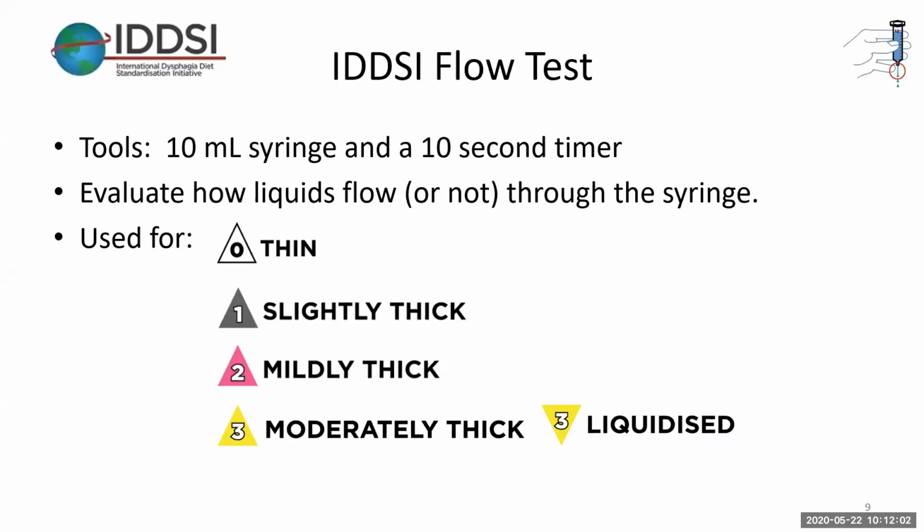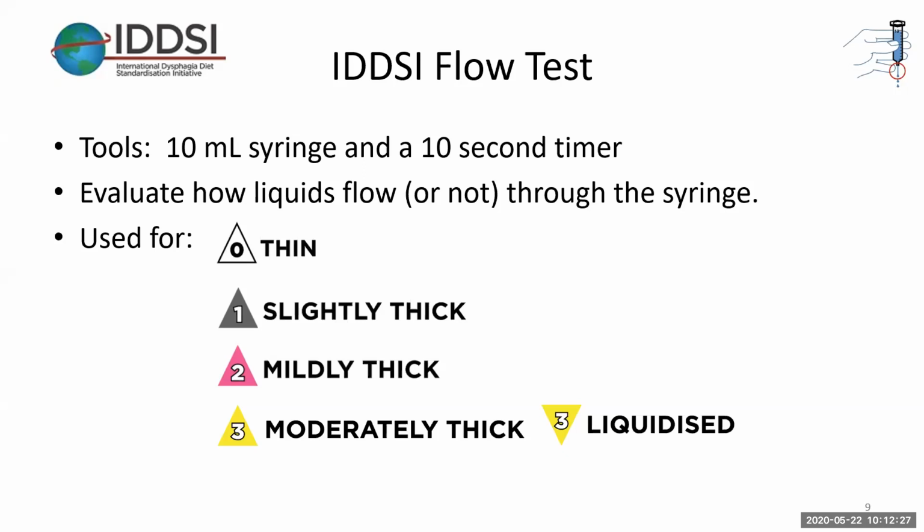So the first test we're going to talk about is the IDDSI flow test. To conduct this test, you simply need a particular 10 milliliter syringe and a 10-second timer. In this test, you're evaluating how liquids flow or don't flow through the syringe, and we use this test to classify liquids all the way from level 0 thin up to level 3 moderately thick or a liquidized food.